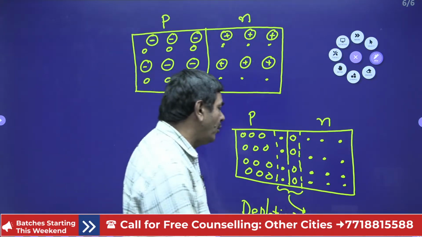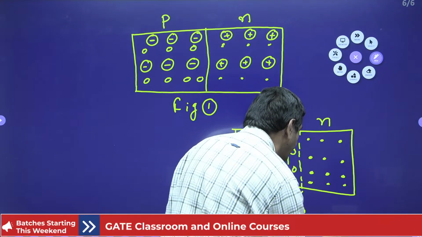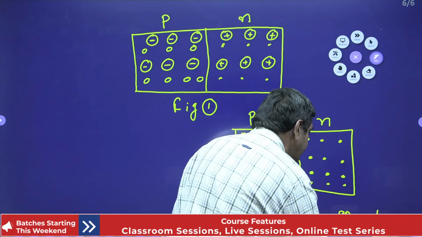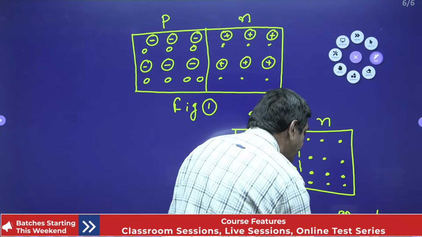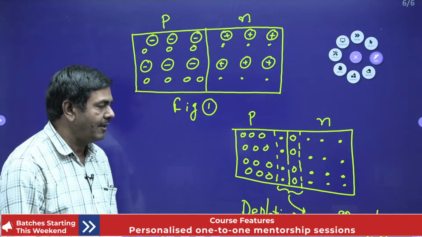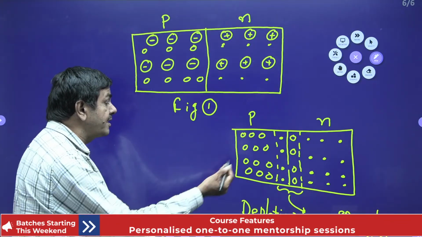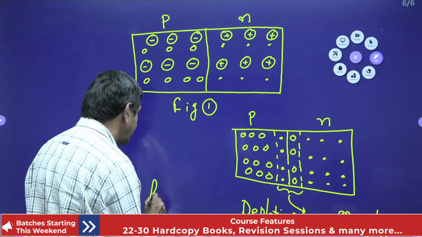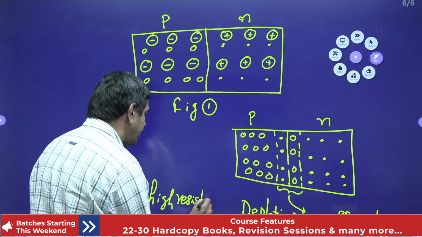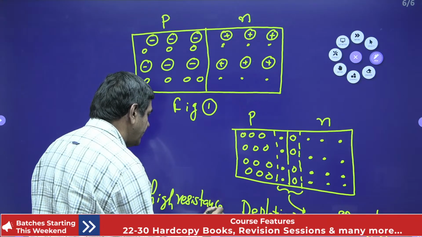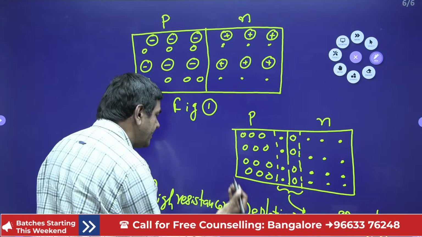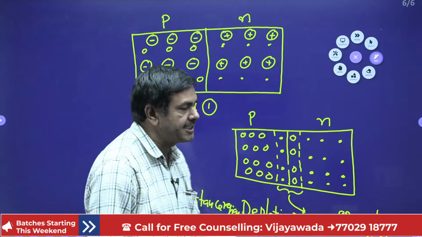Or we can call it by one more name, space charge region. Space charge region we can call. Or one more name also we can call, high resistance region. High resistance region also we can call. Any name is allowed for this depletion region.